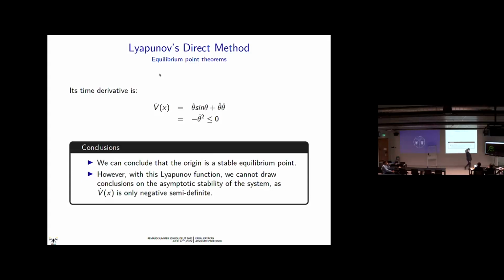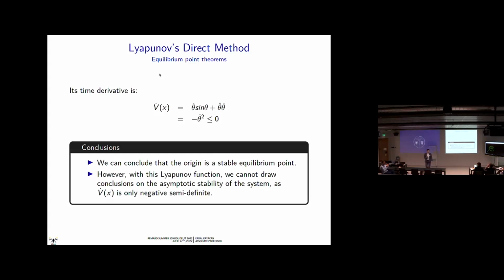Okay. Again, summarizing, what did we do? We defined a function V of x, and we calculated V dot. V dot is smaller than or equal to 0, then we said the system is stable. This is the procedure, a 3-step procedure.